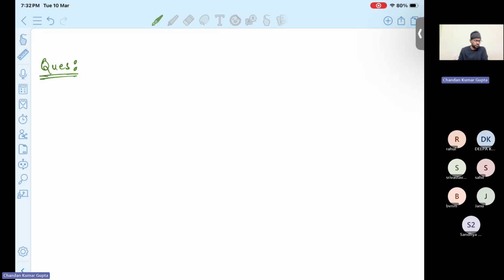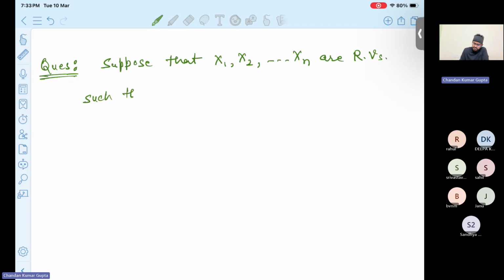The next question is: suppose that x1, x2 up to xn are random variables such that the variance of each variable is 1, and the correlation between each pair of different variables is 1 by 4.